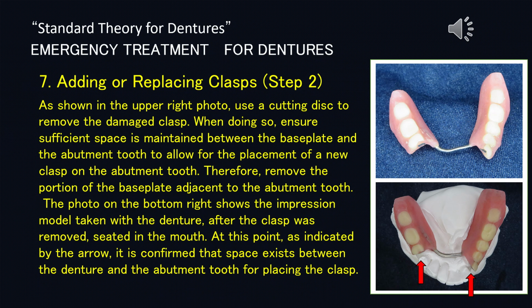The photo on the bottom right shows the impression model taken with the denture after the clasp was removed, seated in the mouth. At this point, as indicated by the arrow, it is confirmed that space exists between the denture and the abutment tooth for placing the clasp.